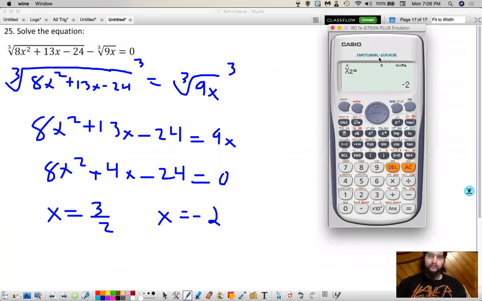But, let's see. 8 times negative 2 squared plus 13 times negative 2 minus 24, negative 18. 9 times negative 2, negative 18. That one checks out. Even indexes, no negatives under the radical. Odd indexes, perfectly fine. Let's try out this 3/2, see if it works.